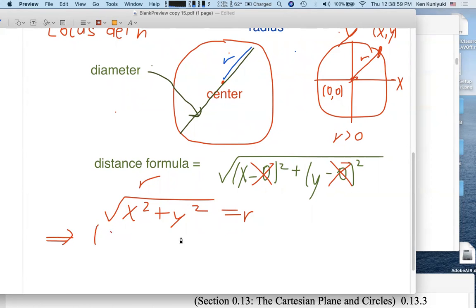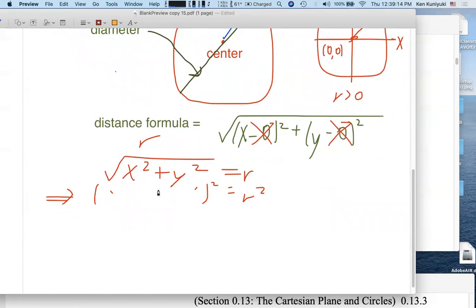Now, I'll do this. On your homework and notes, try to be cleaner, but I'll just do this for now. Well, I'm going to square both sides. The square of r is r squared. All right. Now, when you take the square of a square root guy, what happens? You get the radicand, assuming that the radicand is non-negative.